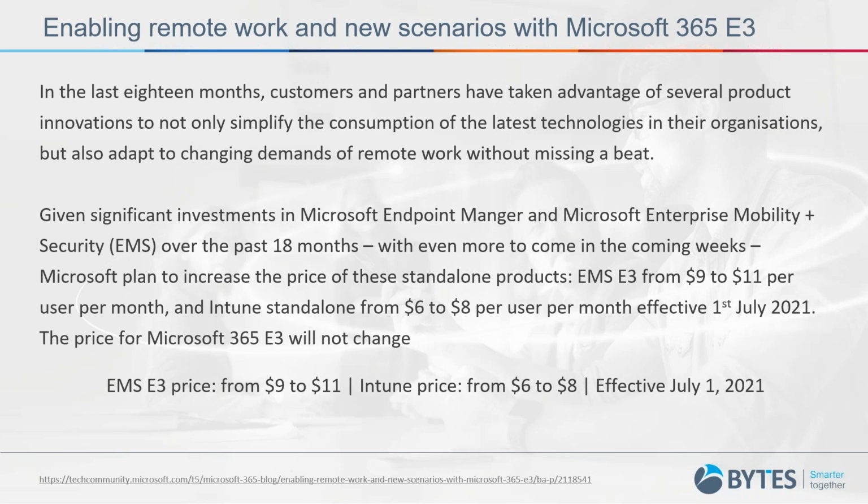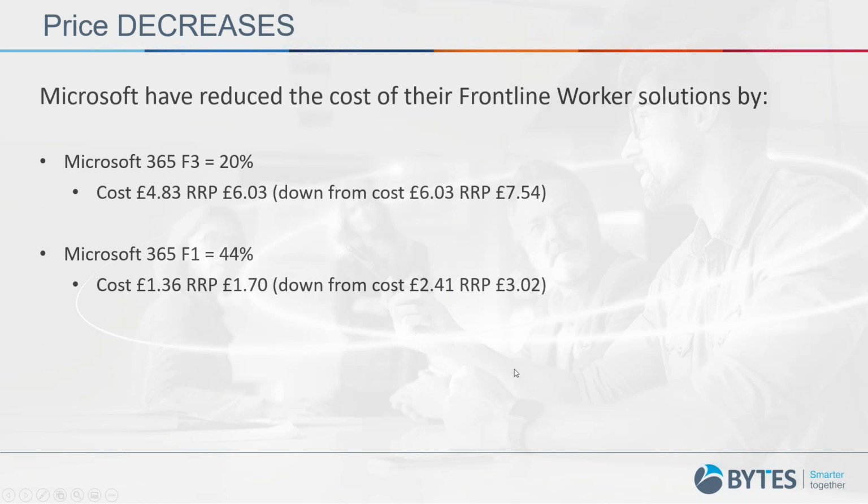We've also seen some price decreases, which don't happen very often, specifically around Microsoft Frontline Worker options. So the F1 and F3 SKUs have reduced. F3 is reduced by 20% and F1 by 44%.